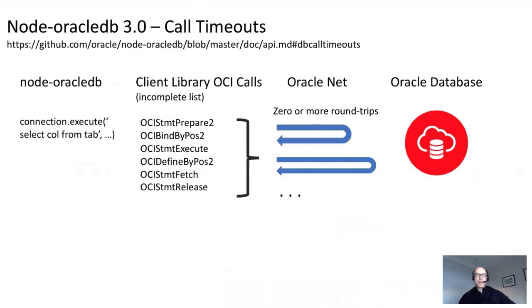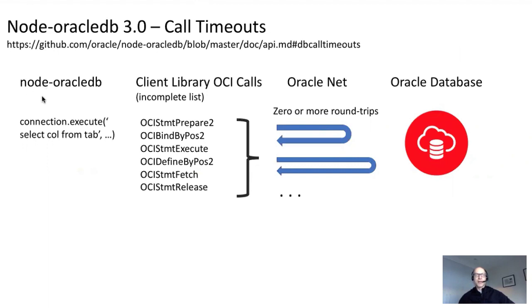And we have a new attribute, which I'll get to in a minute. I think you can guess what it's called. It's called Call Timeout. But I just wanted to speak a little bit about how the round trips actually occur in the database. And this is a kind of hand-waving example, so forgive the lack of fine detail, because there's a lot of variability in what actually happens.